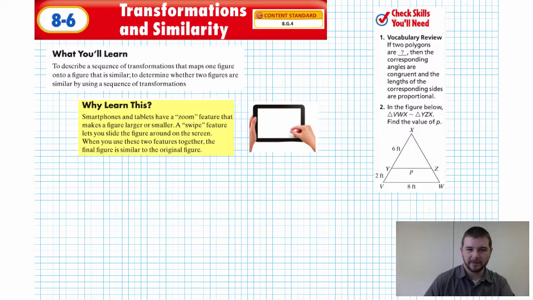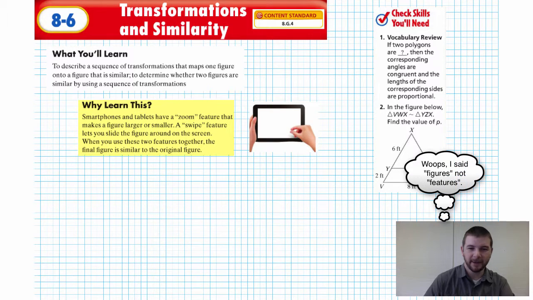Why learn this? Well, consider that smartphones and tablets have a zoom feature that makes a figure larger or smaller. A swipe feature lets you slide the figure around on the screen. When you use these two features together, the final figure is similar to the original figure.